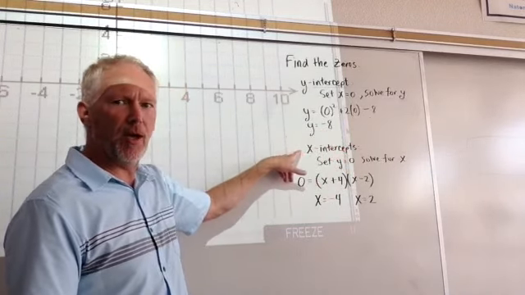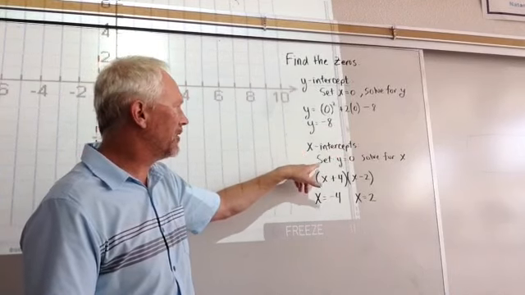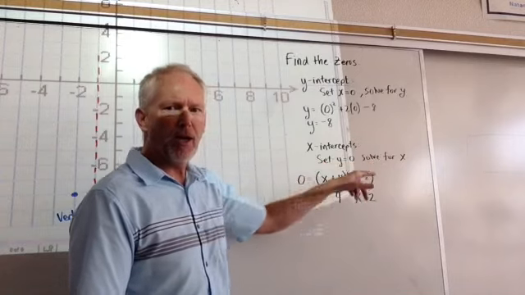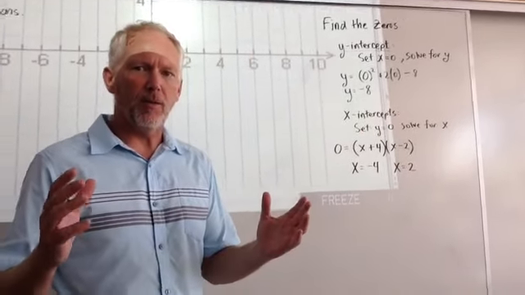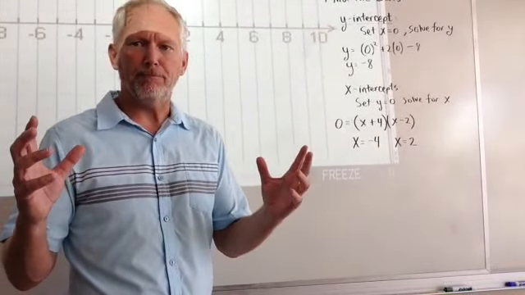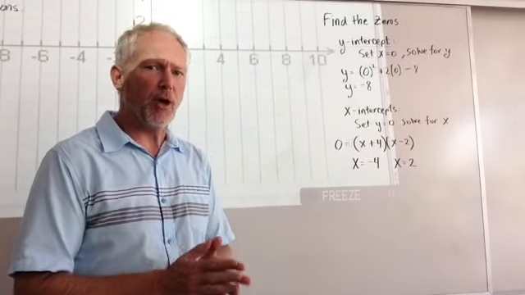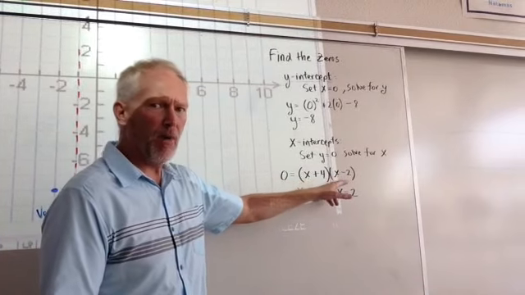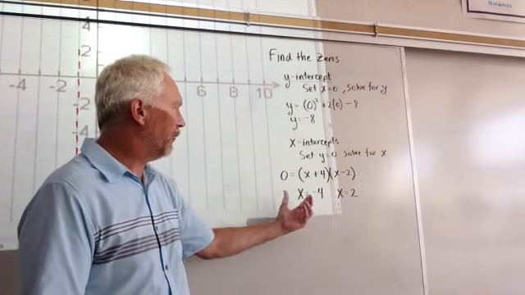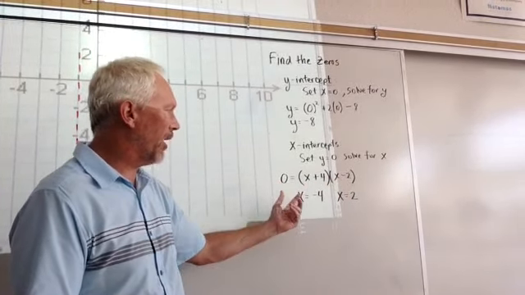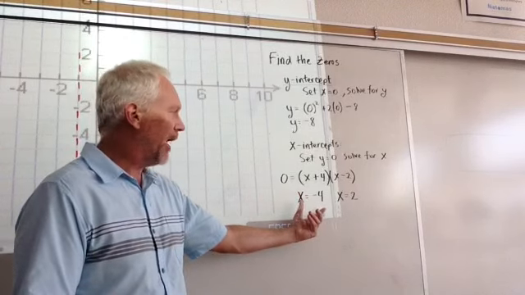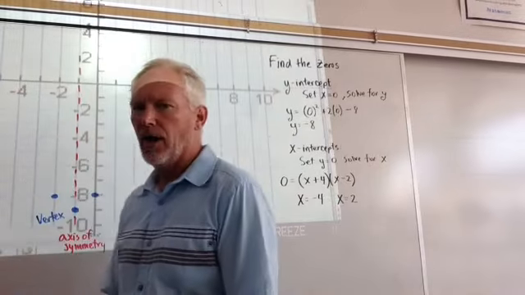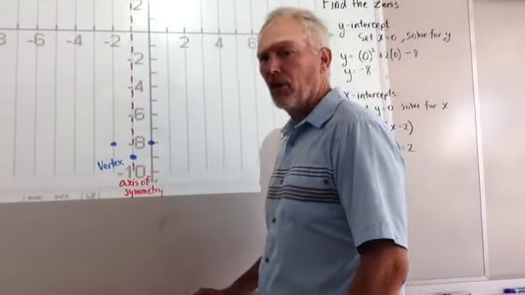The x-intercepts then can be found by setting y equal to 0 and solving for x. Now in this case, the function we can factor completely. So we have x plus 4 times x minus 2. And if we set that equal to 0 and solve for each, we get x equals negative 4 and x equals 2. So now we want to put that all together and graph it.